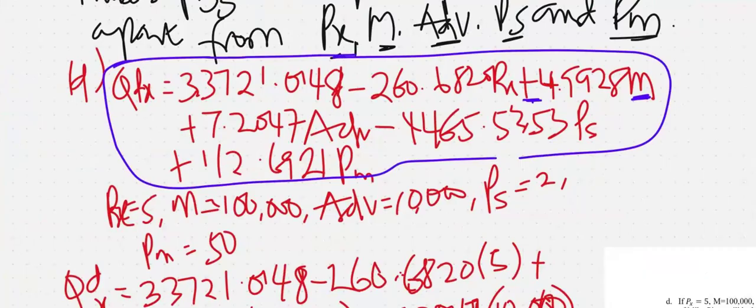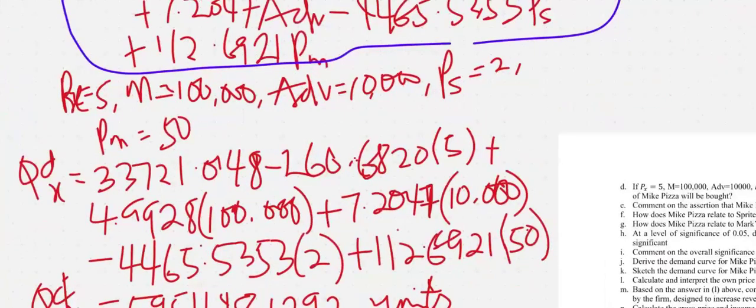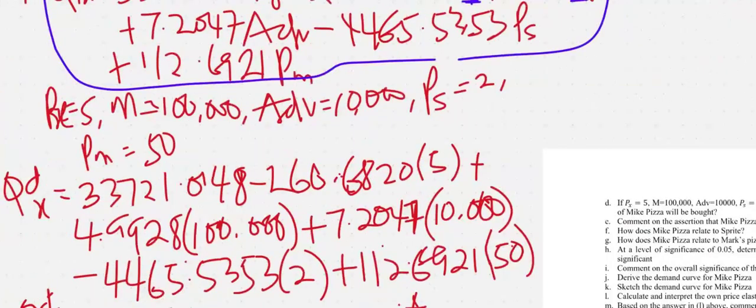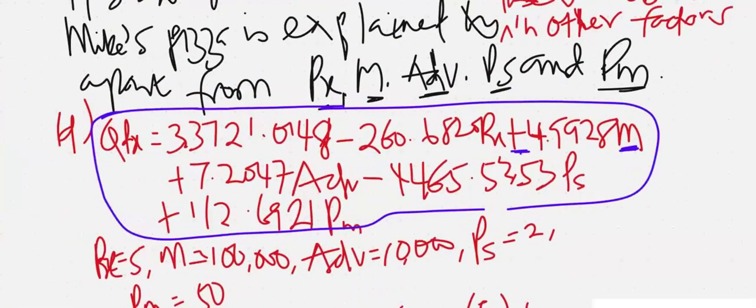The question says, how does Mike Pizza relate to Sprite? So you have to look at Sprite, and I'm using yellow to find Sprite's equation. This section is Sprite.